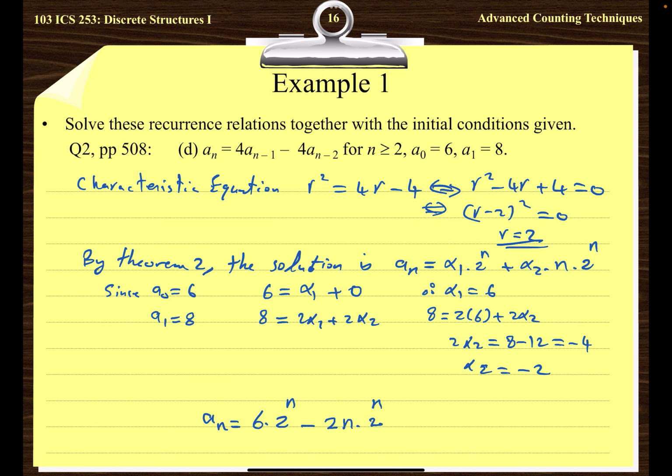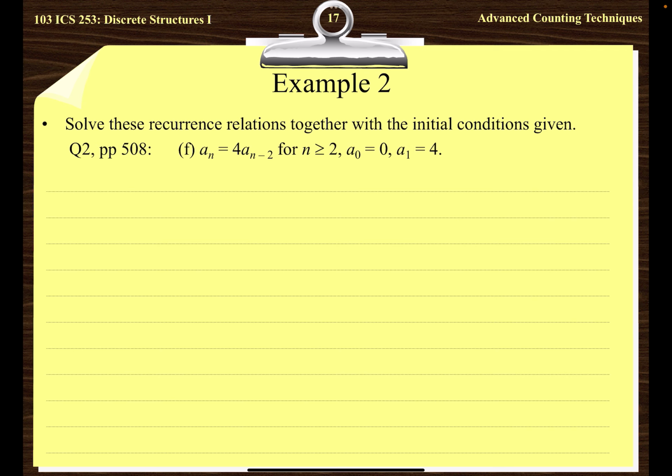Okay, so let's take now the second example before we go to the activity. This one is from question 2, page 508. an is equal to 4an minus 2 for n greater or equal to 2, and a0 equals 0 and a1 is equal to 4. Who's going to tell me what the characteristic equation is?